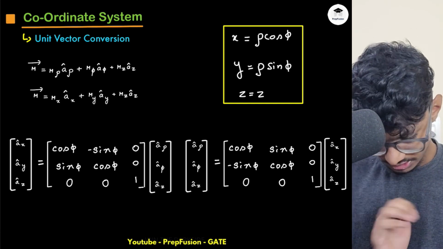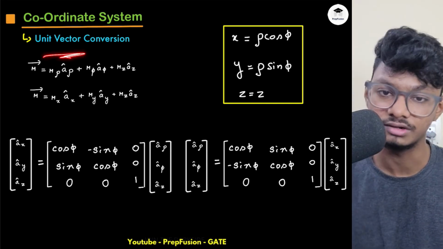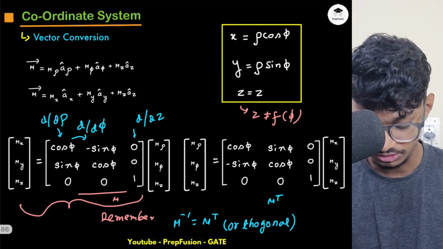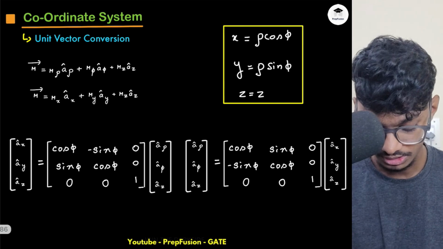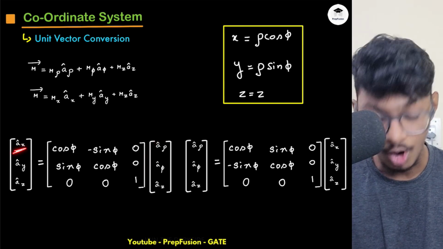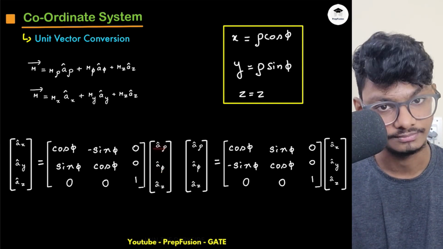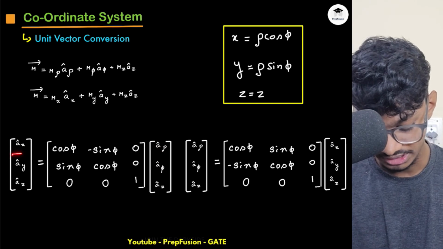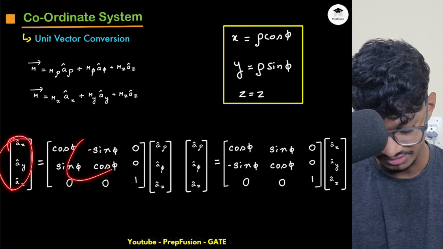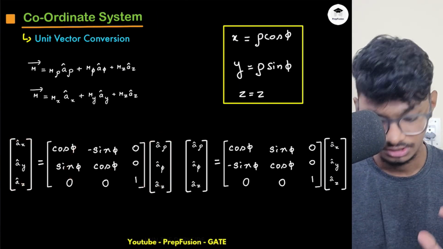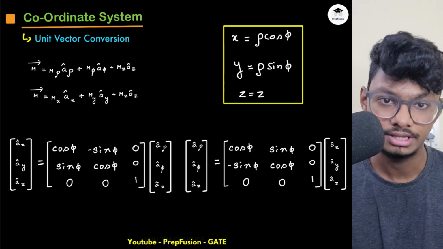Now for spherical, this is a unit vector conversion, like this was for the components conversion. If I want to convert the unit vectors, how can I write Ax in terms of A rho and A phi? I can write it like this. Ax cap will be simply, everything is same, just here I have changed the components. So my Ax cap will be simply cos phi A rho cap minus sin phi A phi cap.